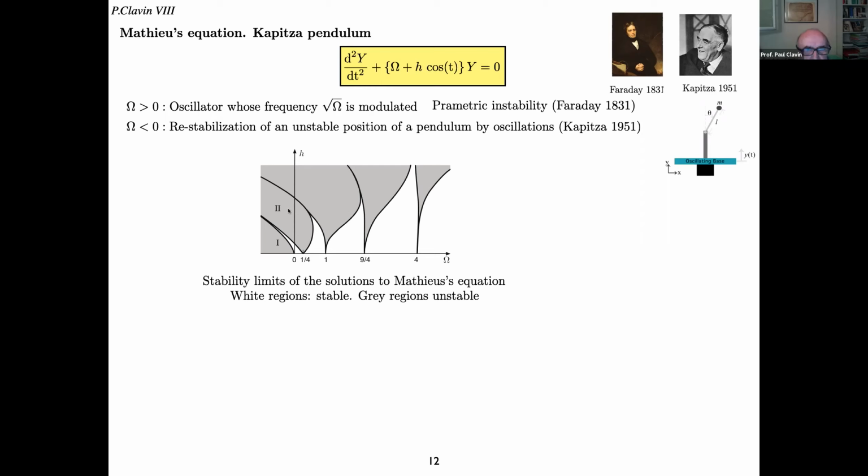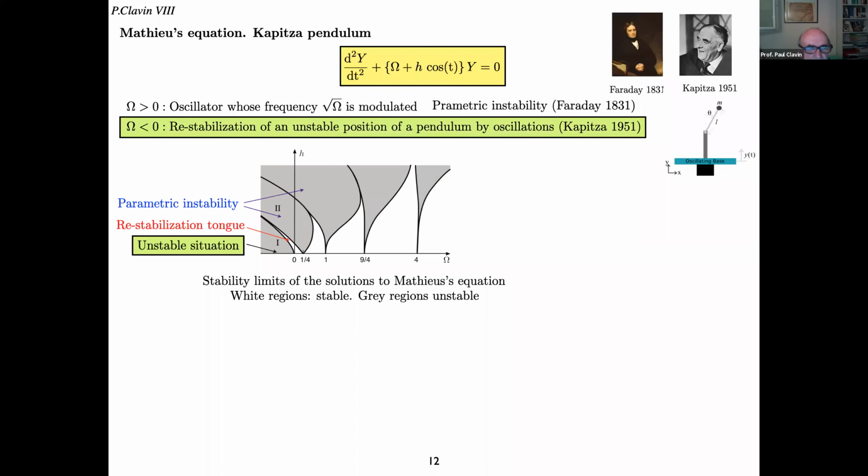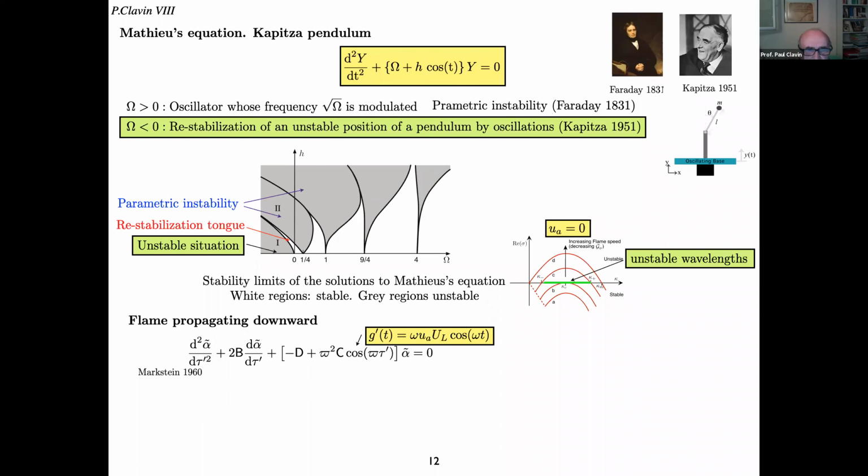You are unstable in the gray region, and you are stable in the gray region. And this is exactly the same thing that occurs for the flame when you now take into account this more general equation than this Mathieu equation. This equation was derived very early by Markstein indeed.